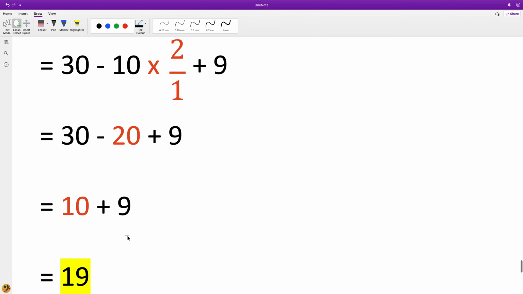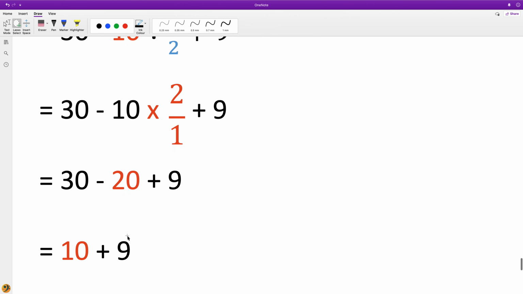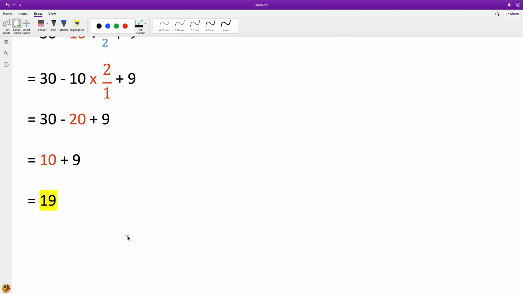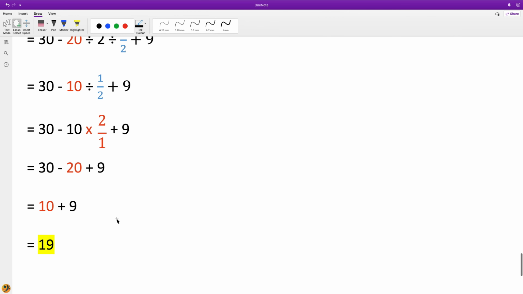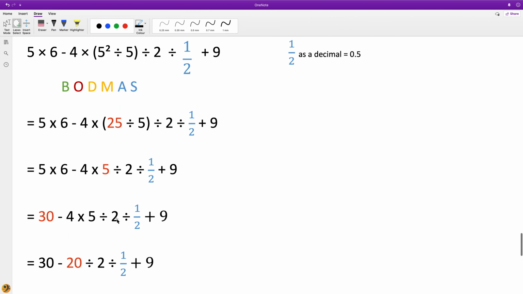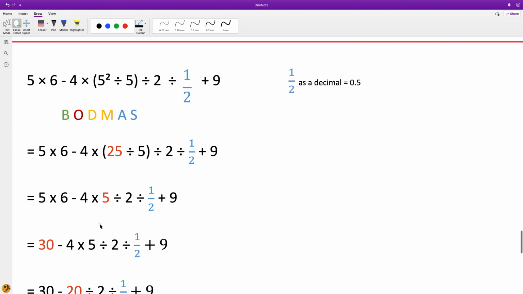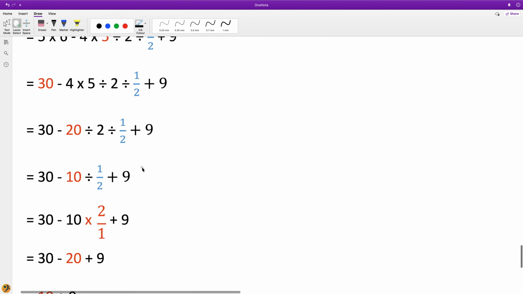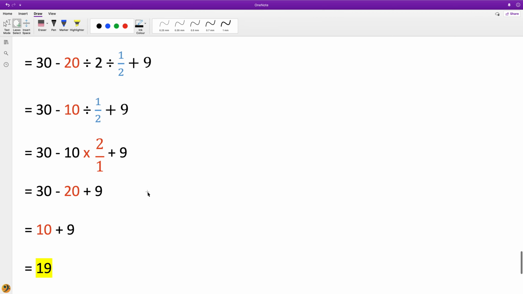There we go. So that's all the steps of working, if I just scroll that back in a bit. It's all the steps of working we've done to evaluate this pretty long, complicated equation that we had to start with, in a step-by-step process, following the rules. And we've evaluated the answer to be 19.